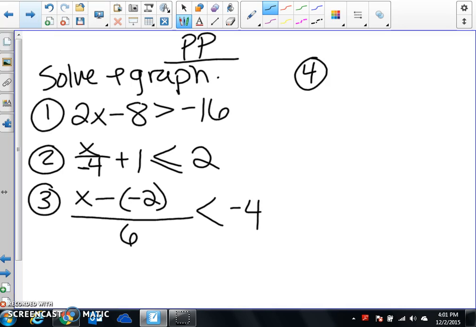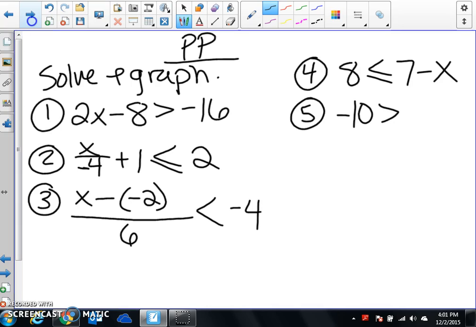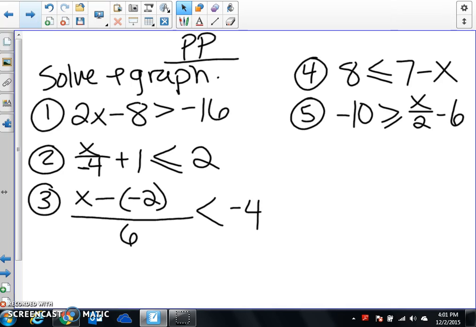2 more. 4, 8 is less than or equal to 7 minus x. And number 5. Negative 10 is greater than or equal to, let's do, sorry guys, x over 2 minus 6. How about that? All right, have those ready.